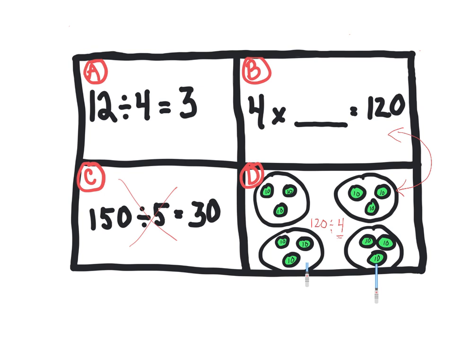This would say to me, how much is in each group? Well, 30 is in each group. 10, 10, and 10 all equal 30. So we have 4 groups, 1, 2, 3, 4, and then there are 30 in each of those groups, so we got a total of 120. So B and D really complement each other very well.